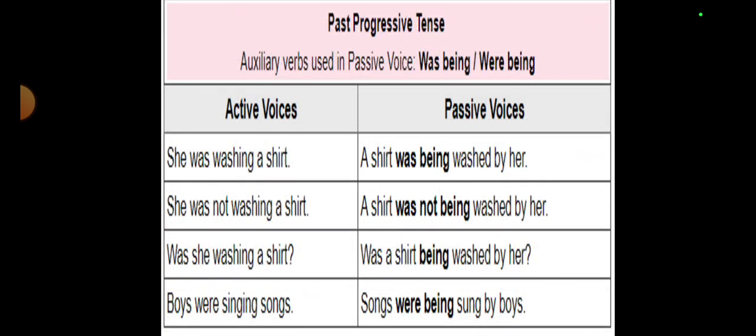It's the turn for past progressive. Let's take a few sentences from here. She was washing a shirt. A shirt was being washed by her, right? She was not washing a shirt. A shirt was not being washed by her. And was she washing a shirt? Was a shirt being washed by her?